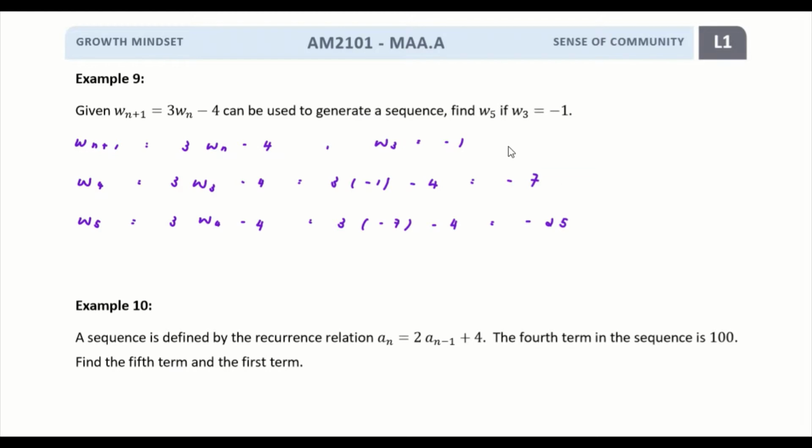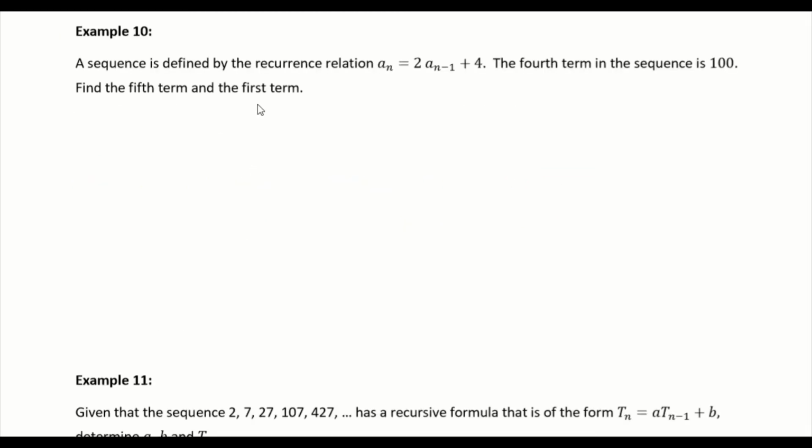Now example 10. The sequence is defined by the recurrence relation. Now you see it is A, but that doesn't matter, as I said. So an, the nth term, is equal to 2 times the previous term, plus 4. The question gives us that a4 is 100. The question wants us to find the fifth term and the first term. The fifth term will be easier because you are given the fourth term, so let's solve that first.